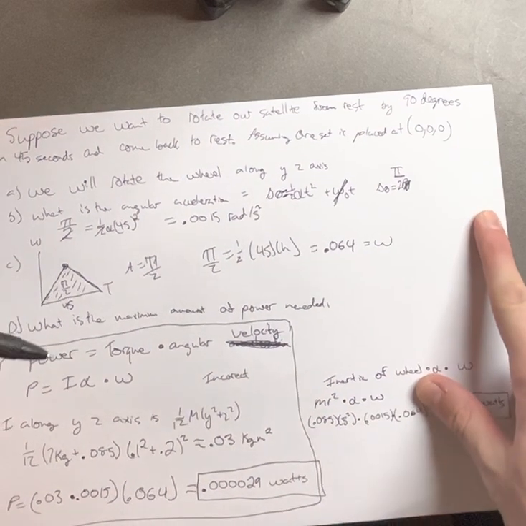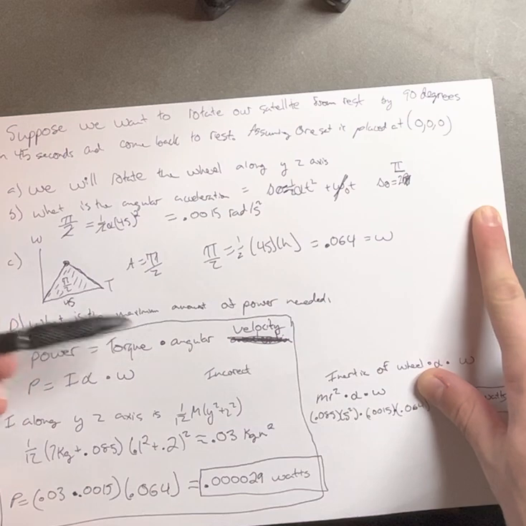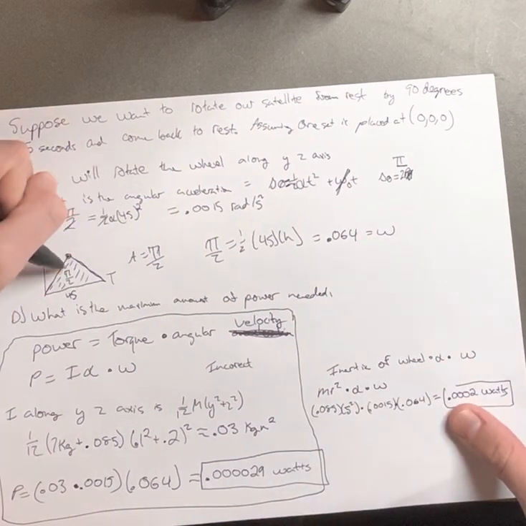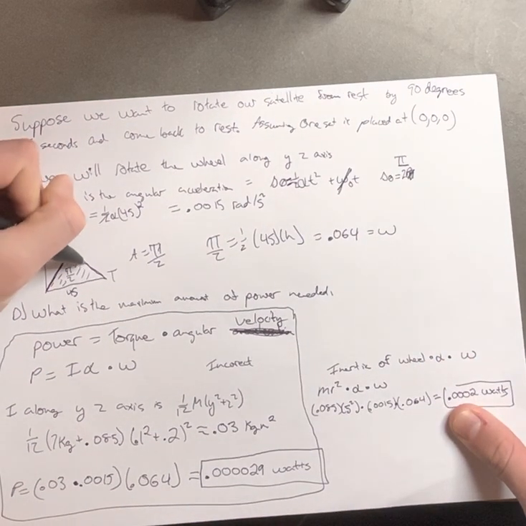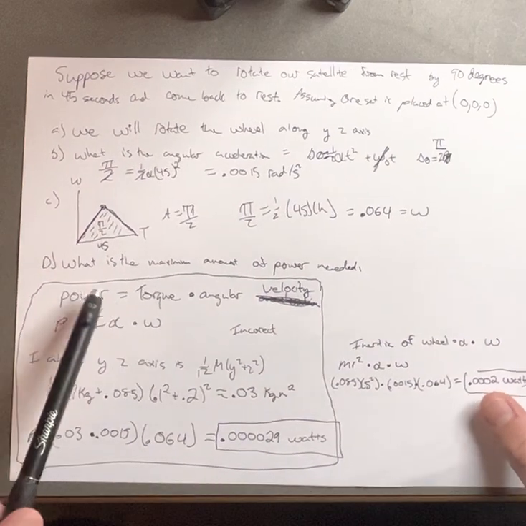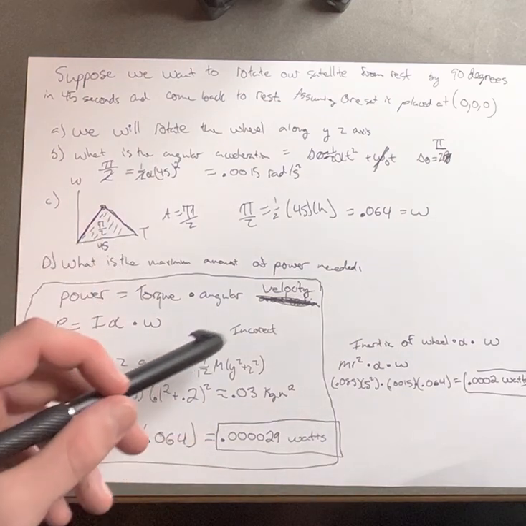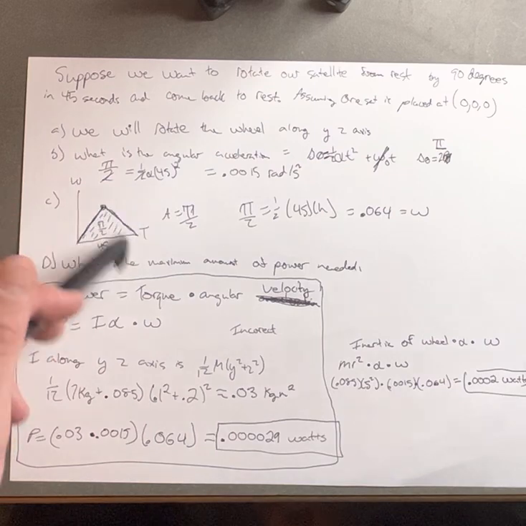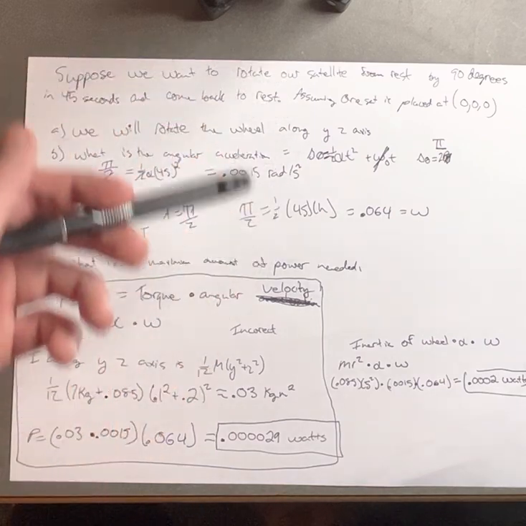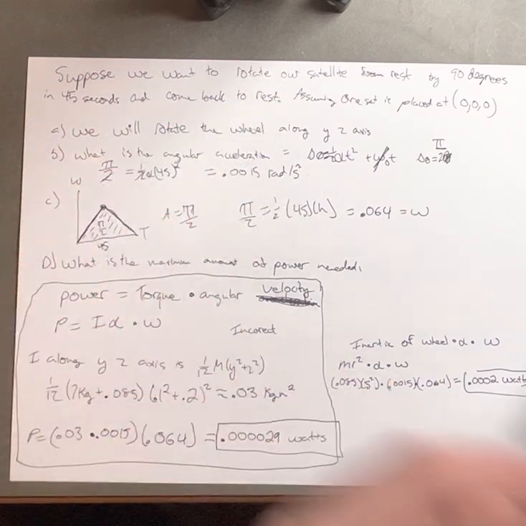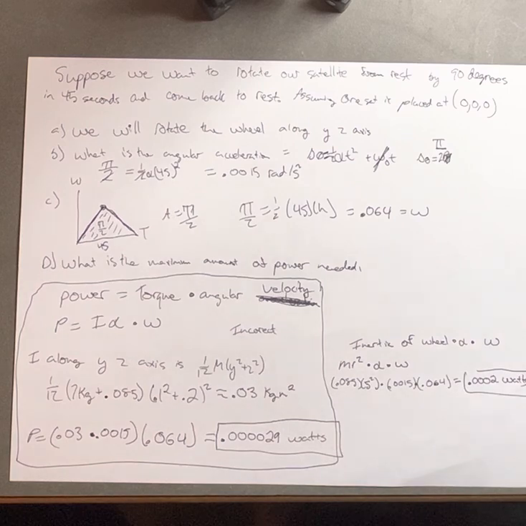So we're going to have it speed up proportionally and go down proportionally, decelerate proportionally. And the area will be pi over 2, because that's the change in radians, over 45 seconds. So we can just do the area of a triangle: pi over 2 equals 1/2 base times height, 45 seconds times height, which gives us 0.064 omega.